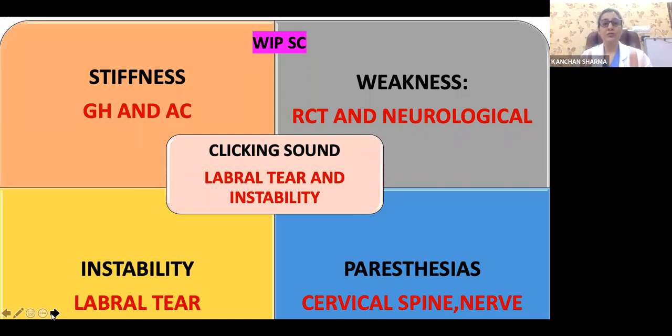Now, what you need to remember with the associated symptoms, you remember it like WIP. WIP is World Institute of Pain. SC is section. So this should be completing the whole of the pain history. Okay. Now remember, what is W? This is the weakness. Okay.